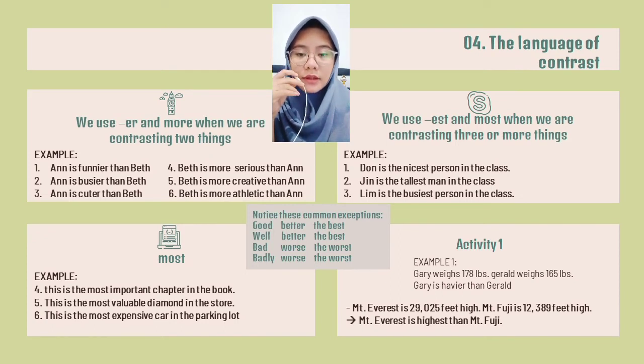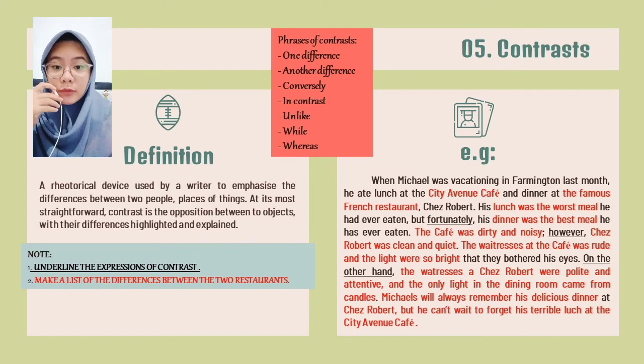For example, using most. This is the most important chapter in the book. This is the most valuable diamond in the store. This is the most expensive car in the parking lot. So for the activity 1. Alright, we move to the next material, which is about contrast.